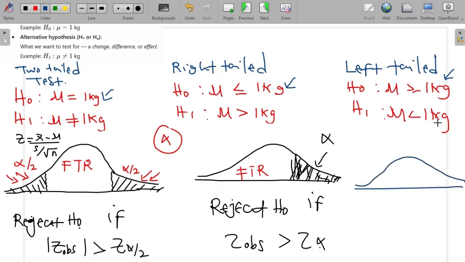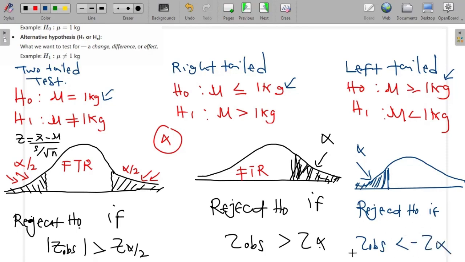So this one is going to be like this. Since it's left-tailed, the rejection region is on the left like this. So this guy here is going to be our alpha. So here we're going to reject H naught if the Z observed is less than the negative of the Z alpha like this. Okay, then we're going to reject. If this guy is greater than this, then we are going to fail to reject. Okay, so that's what we're going to be doing as we're doing this hypothesis testing.